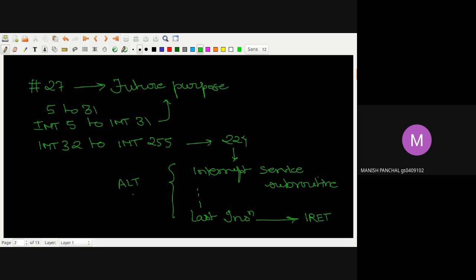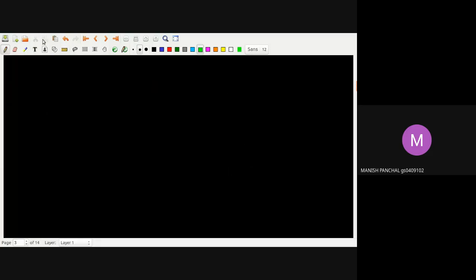Any question in the last one? Any question about the total five dedicated interrupts? Any question till now? So what we are talking about here is the number of the interrupt. For software interrupts, the value of n can start from 0 to 255.